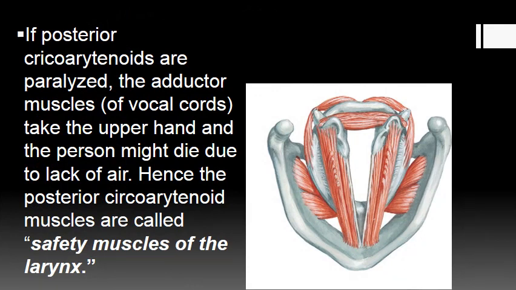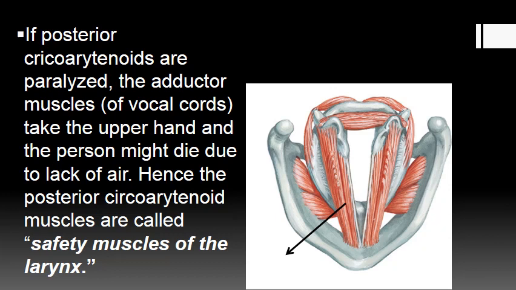If the posterior cricoarytenoid muscles get paralyzed, the adductor muscles take the upper hand, and the person might die due to lack of air. Why? Because when abduction is not happening, the muscles responsible for adduction immediately take over. Adduction means they close completely, so the air does not pass into the respiratory passage, and it causes death. That is why it is called the safety muscle of the larynx.